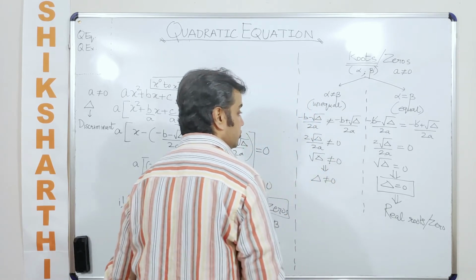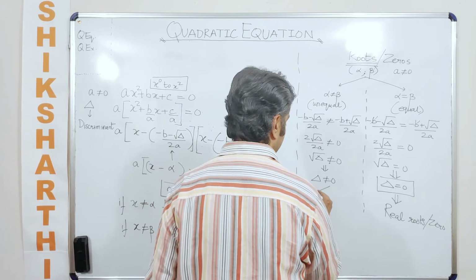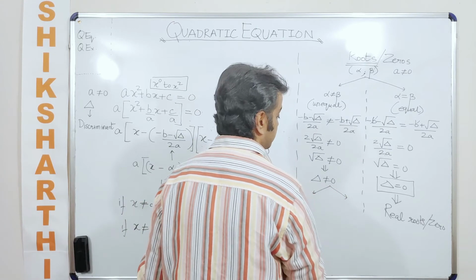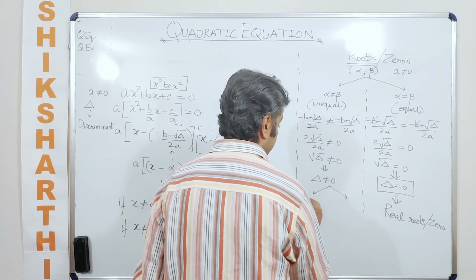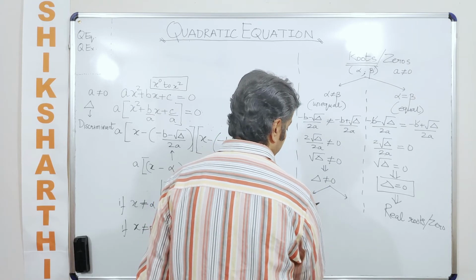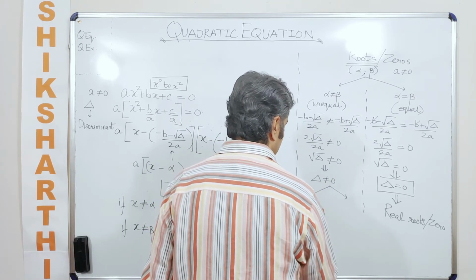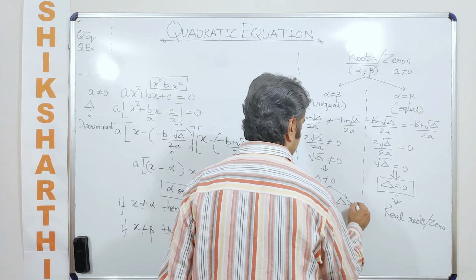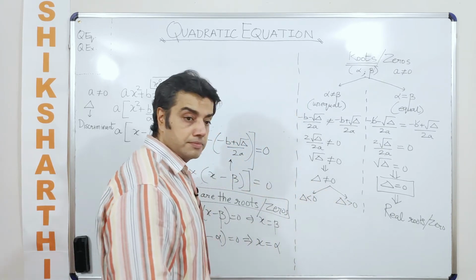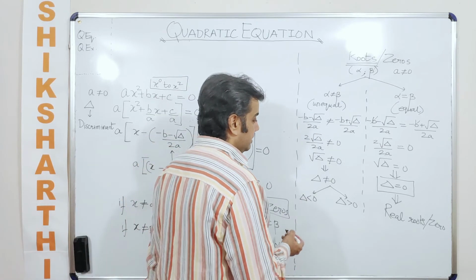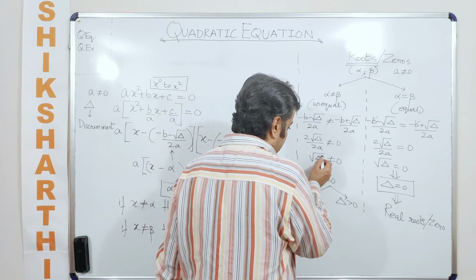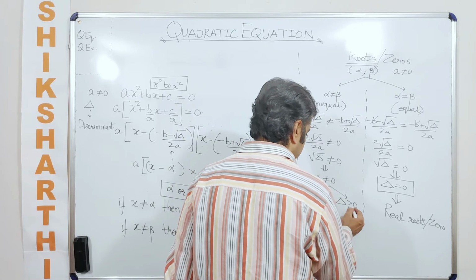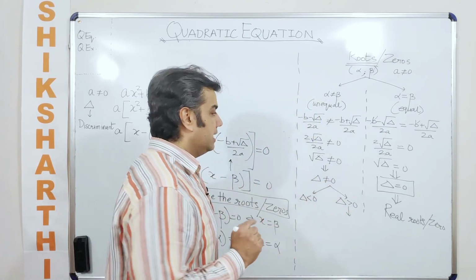Now when I say delta should not be equal to 0, in this case we can make two cases. One case is delta is less than 0, and the other case is delta is greater than 0. So please understand it like this, what I am trying to say, I'll explain with the help of an example.